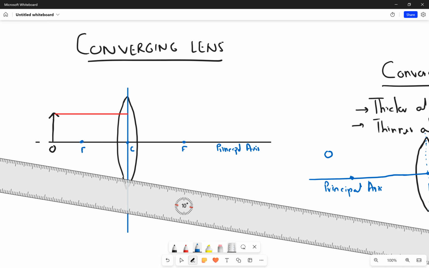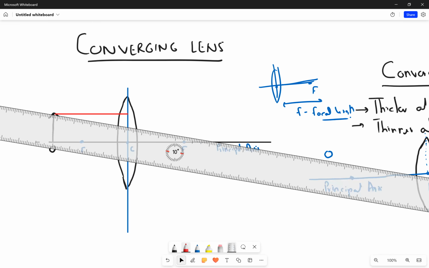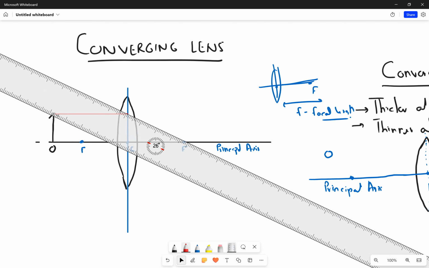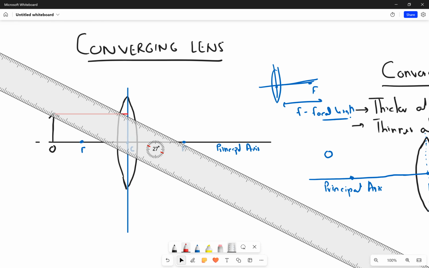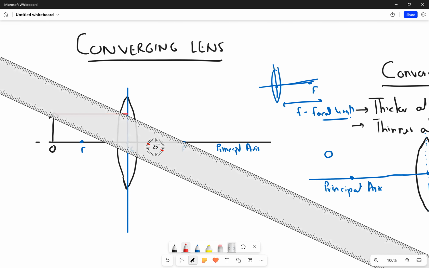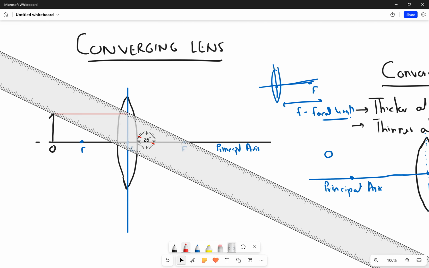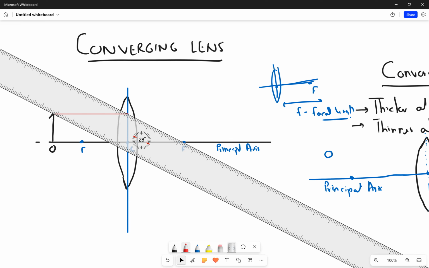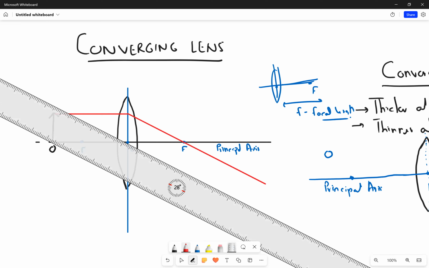The distance from the center, for example, if this is your lens here, so distance from the optical center to the focal point is known as small f, which is focal length. So focal length on left-hand side and the right-hand side will be the same. Now the next line is that from the center, the line passes through the F, the focal point, like this. Yes, it's just gonna go on.